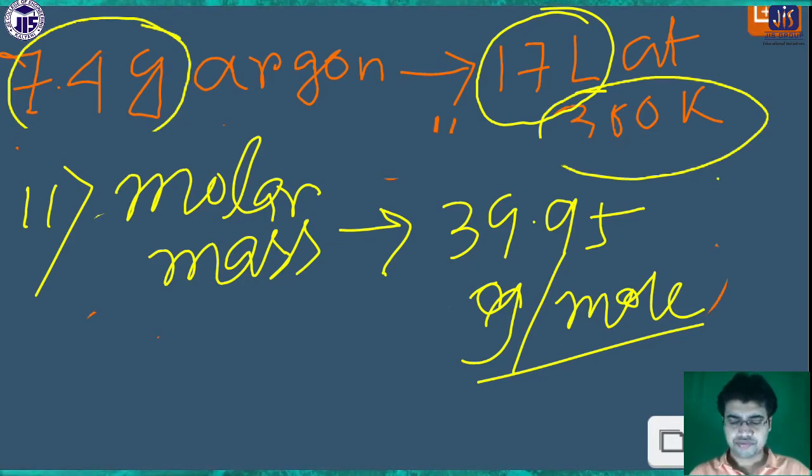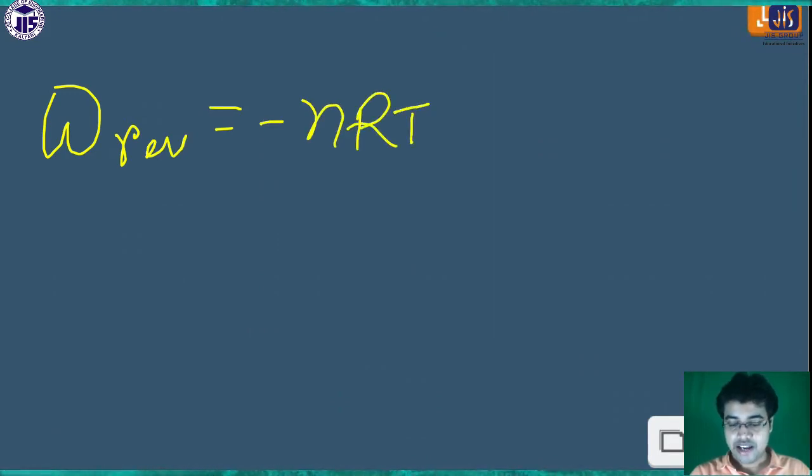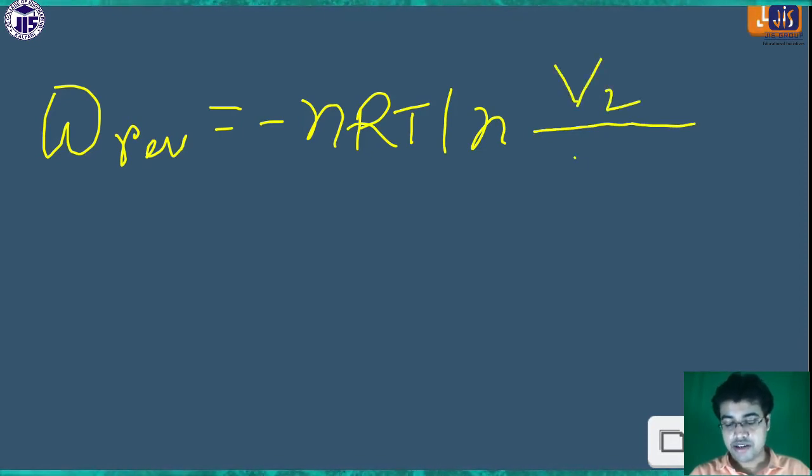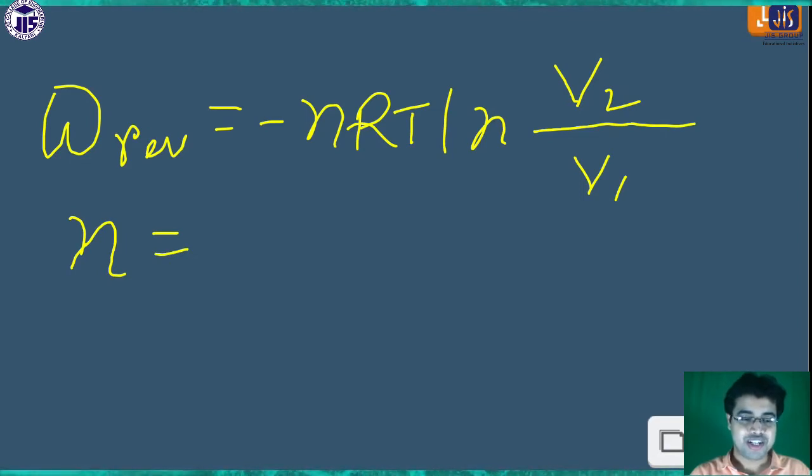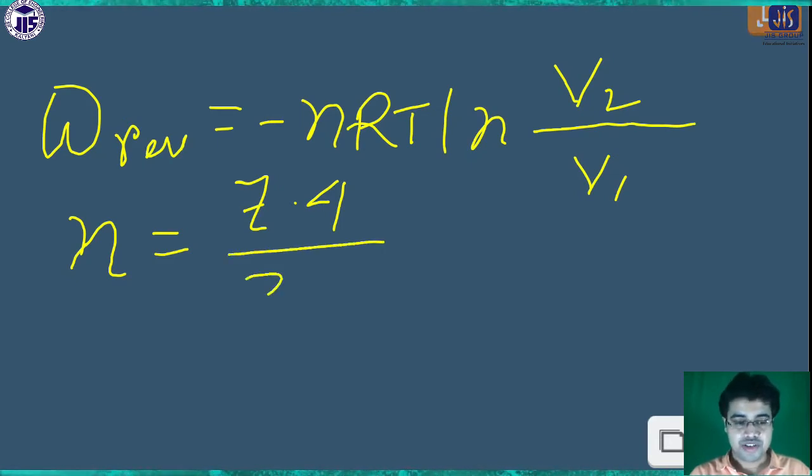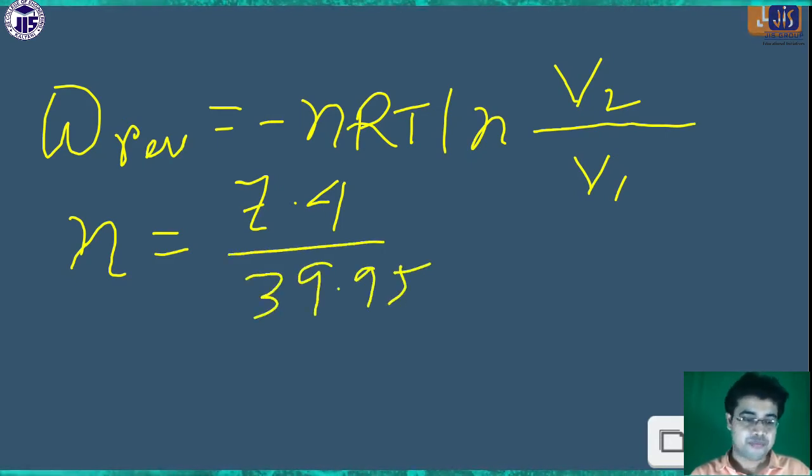Let's look here. First of all, what is the equation for reversible work? We can write it this way: W reversible equals minus nRT ln V2 by V1, isn't it? So first of all you have to find out what is n. n is the number of moles. Here it is given that 7.5 gram argon is present and the molar mass is 39.95.